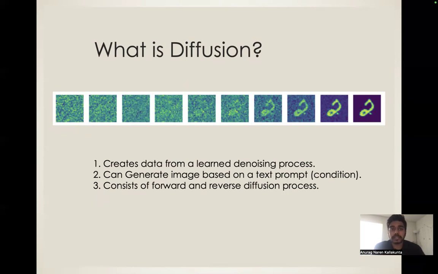So diffusion as a process consists of mainly two processes in general. The first one is the forward diffusion process, and the second one is called the reverse diffusion process.